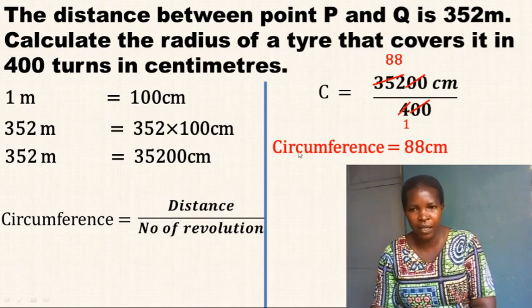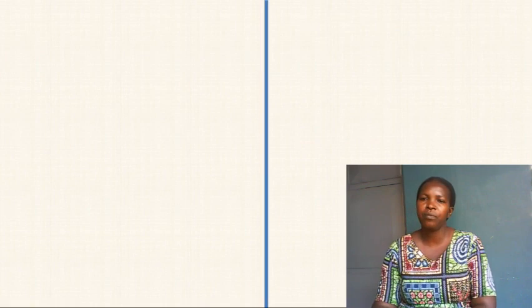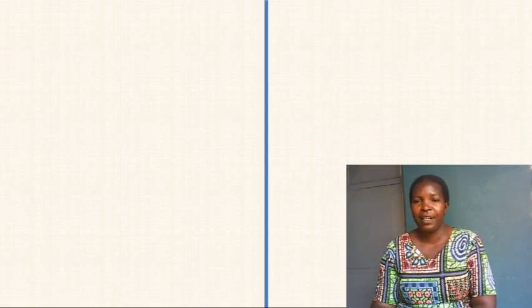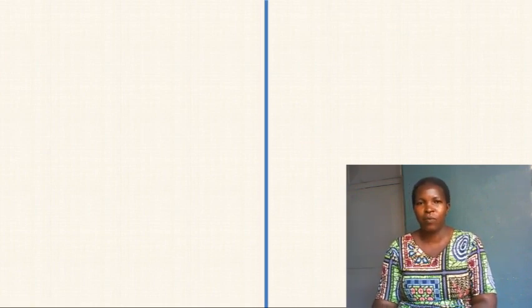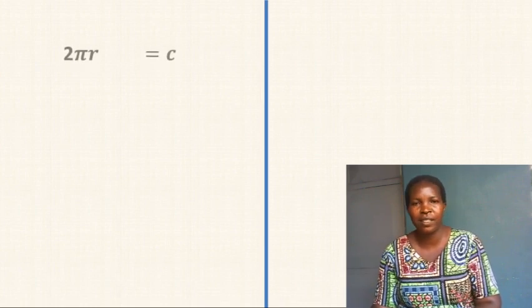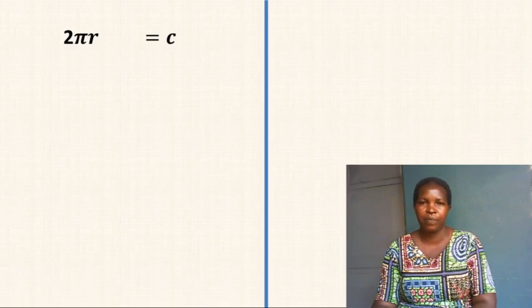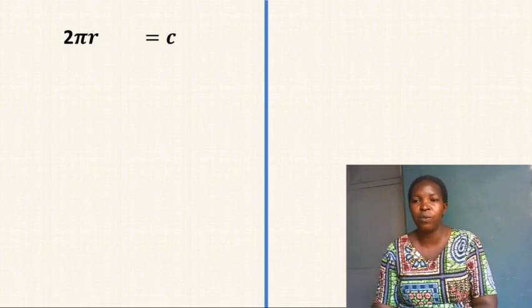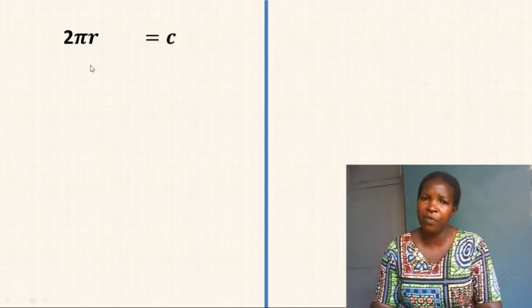We don't need to end here because the question requires us to look for the radius. So we need to proceed and look for the radius. My dear boys and girls, how do we get radius given circumference? Somebody is stating the formula as 2 pi r equals circumference, which is very good. 2 pi r is equal to circumference. We are using 2 pi r because in this question we are looking for radius.